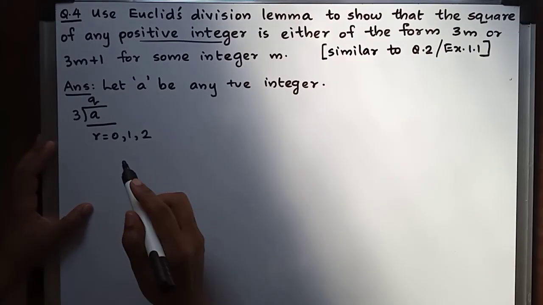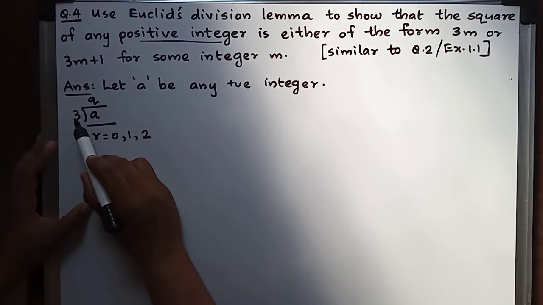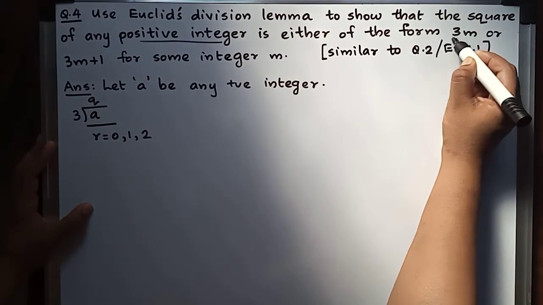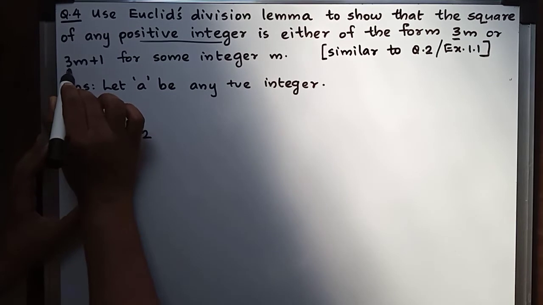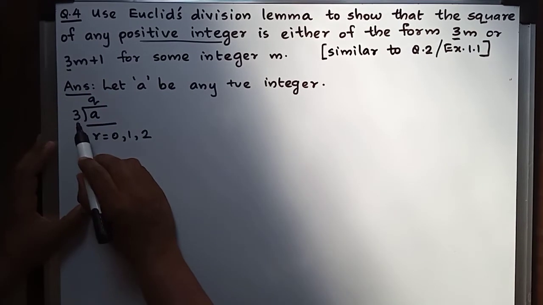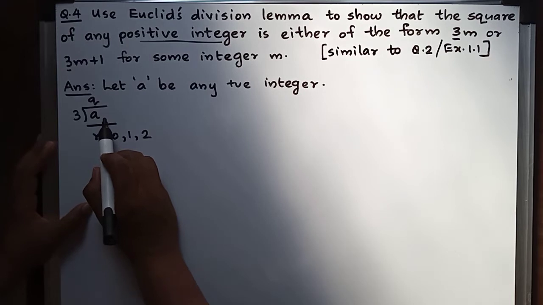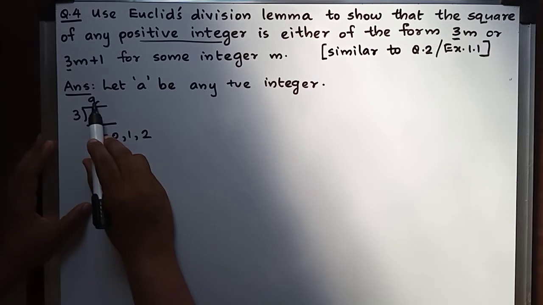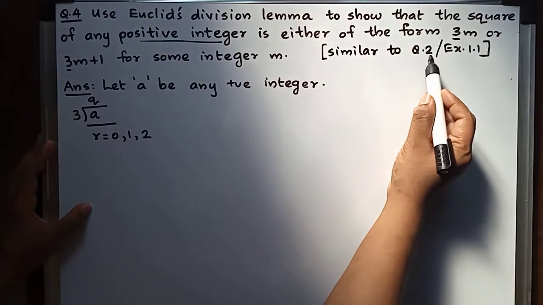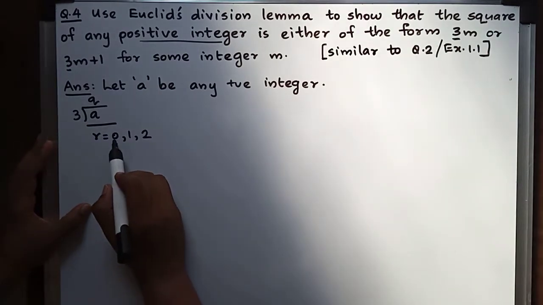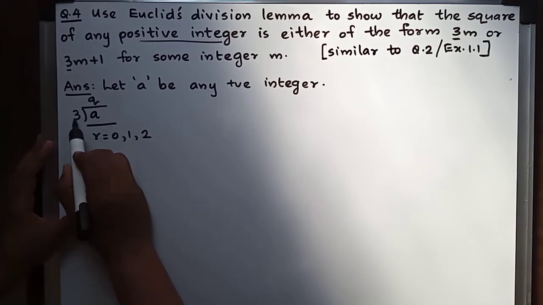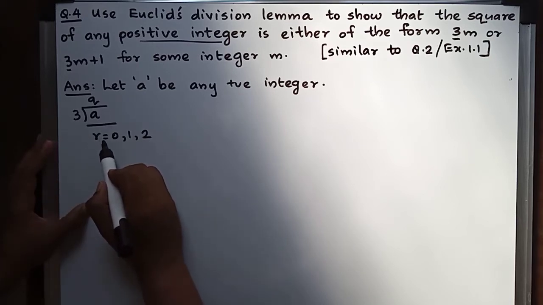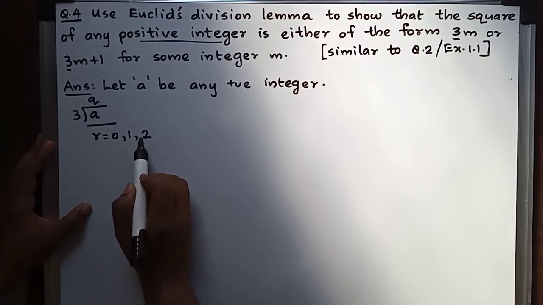Then what is the next step? We will divide a by 3. Why do we choose this 3? We have to prove it is of the form 3m or 3m plus 1. That is why we choose 3 here. a is a positive integer. When it is divided by 3, we will get a quotient. q represents the quotient and r represents the remainder. As we explained in the second question, the remainder will never exceed the divisor, which means the remainder can be 0 or 1 or 2.